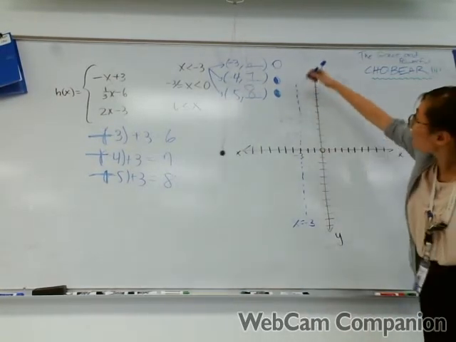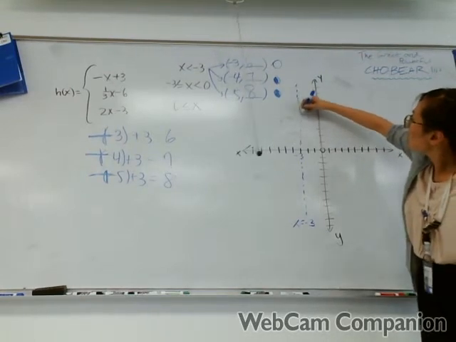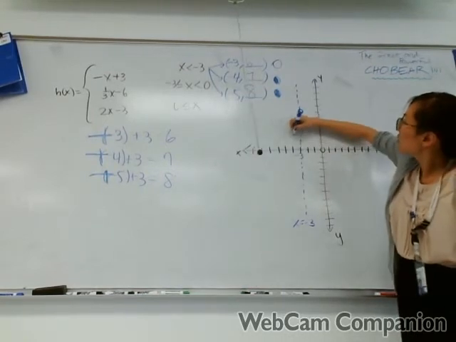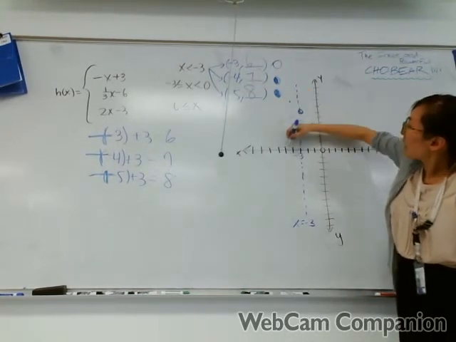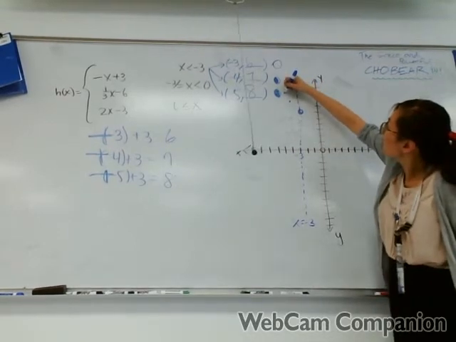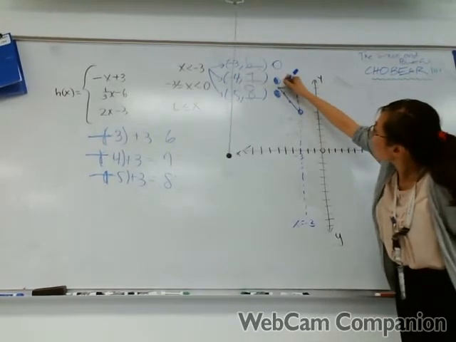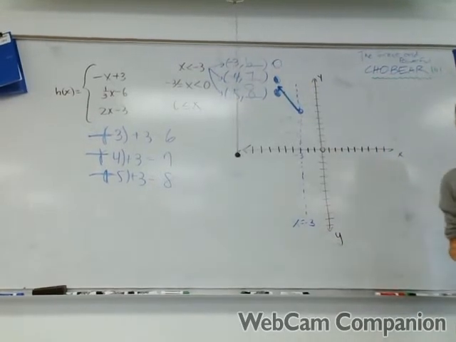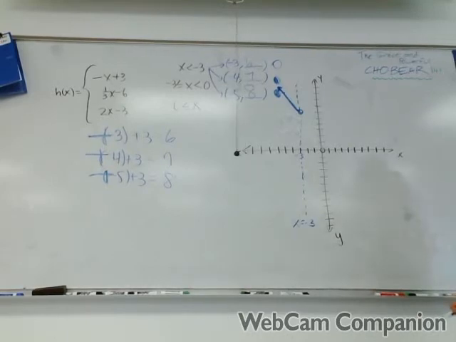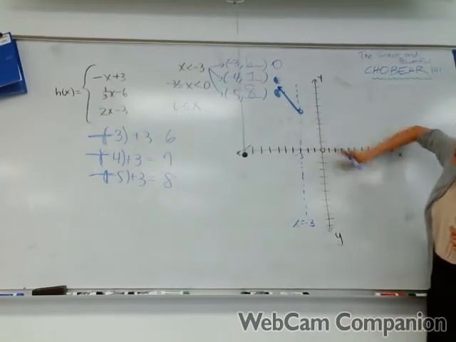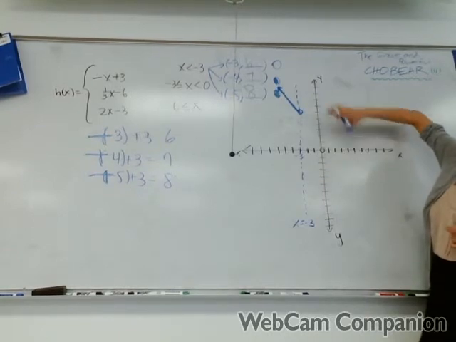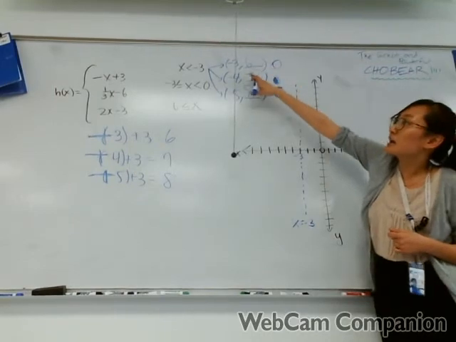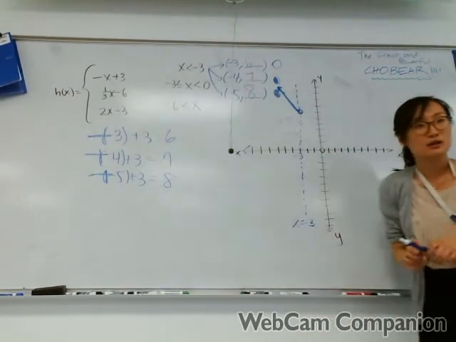So at -3, I find 6, a white dot. At -4, I find 7. At -5, I find 8. And now I just connect them together, like this. And I have to go in this direction. Why do I not go in the other direction? Because it's past the domain restriction. It has to stay on the left-hand side because it's less than -3. Okay, so that's my first graph.